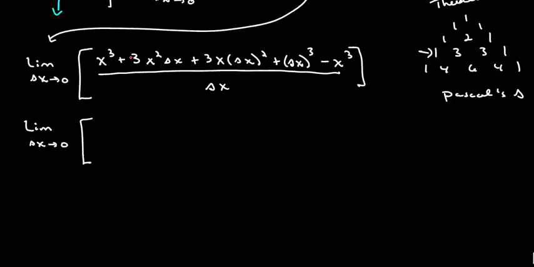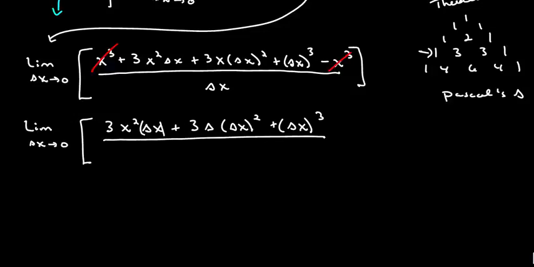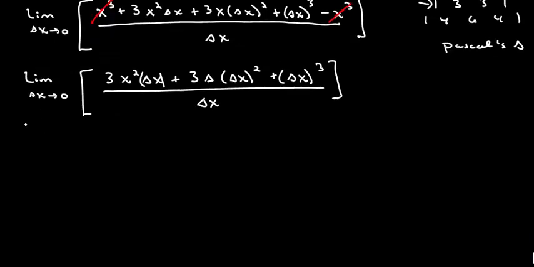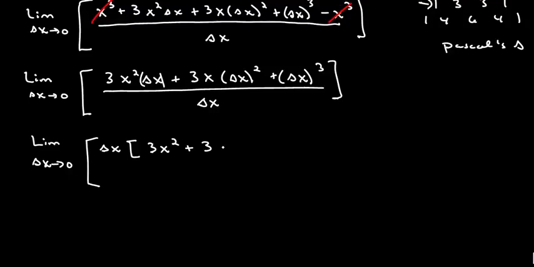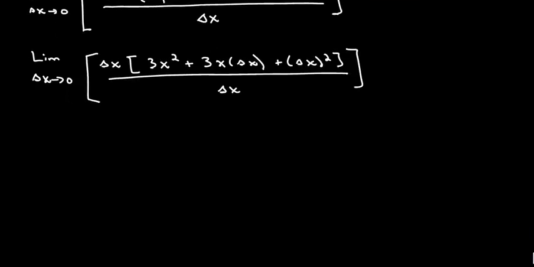Anyway, so let's get rid of these. These guys cancel out, and I'm left with the following: 3x squared delta x plus 3x delta x squared plus delta x cubed. Now, I don't usually put this guy in parentheses, but you can because it's one item divided by delta x. Now I'm going to factor it out. Oops, that's not supposed to be a delta, that's supposed to be an x. Okay, and then this is going to be the limit as delta x goes to 0.